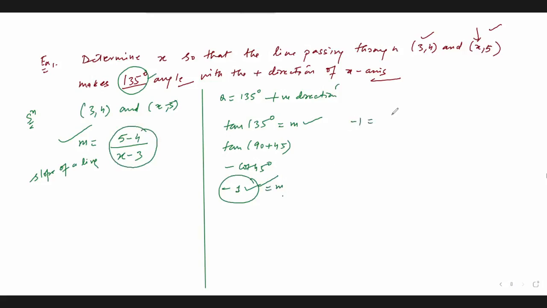Minus 1 equals 1 divided by (x minus 3). So I have equated both the slopes. So what do I get? Minus 1 times (x minus 3) is equal to 1. Minus x plus 3 equals 1. And x equals 3 minus 1. Then x equals 2. So I found my coordinate. That means the missing abscissa has been found and it is equal to 2.